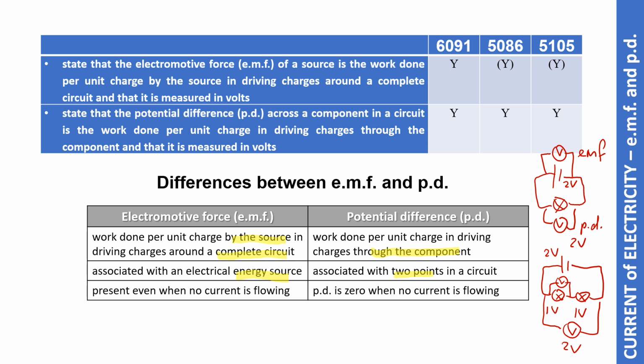Okay, for EMF, it can be present even when no current is flowing. So for example, if I have a battery and I place a voltmeter across the battery without the battery being connected to anything, it will show you the EMF, right? So if the battery is 1.5 volts, it will show 1.5 volts. But for potential difference, it will be 0 when there's no current flowing. In fact, the converse is true. When there's no potential difference, there will be no current, because current flows from high to low potential. So when there's no potential difference, there will be no current flowing. Okay.